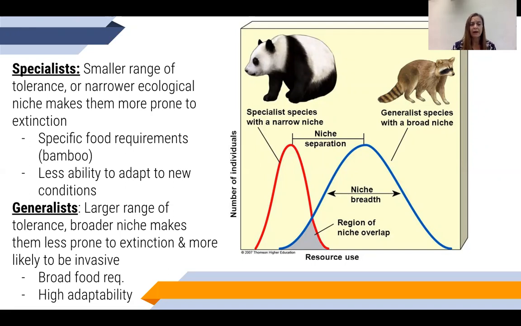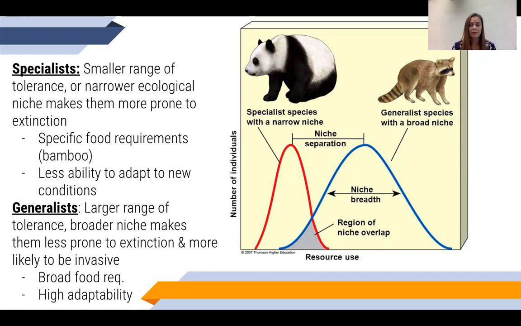Generalists, on the other hand, have a much larger range of tolerance. They have a broader niche, and that makes them less prone to extinction. It also makes them more likely to become invasive species, because when they're put into a new environment, they are likely to be able to survive in that environment, to find something that they can eat, to find some place that they can live. So these are very adaptable organisms.